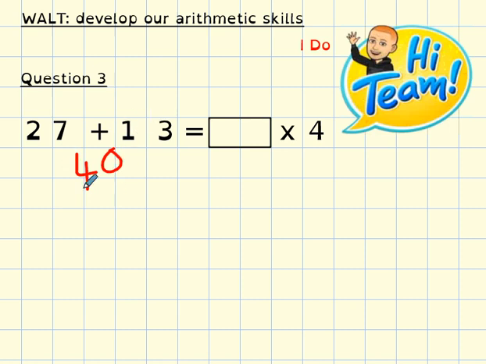What do I times by 4 then? To make it equal on this side, I times 4 by 10. I then have an answer that equals 40 on both sides of my calculation. Your question number 3 will require you to do something very similar.